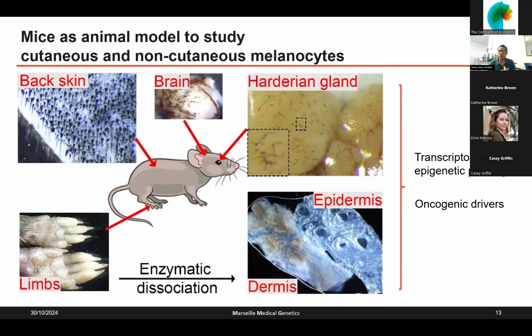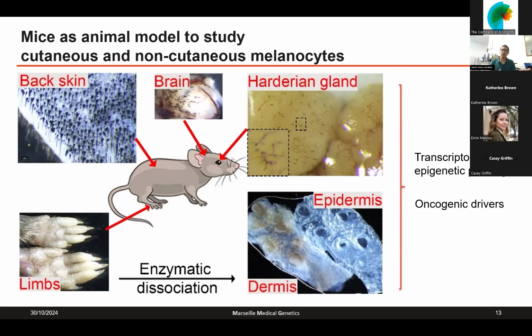We can also use this animal model to study the melanocytes associated with glands in close proximity to the eyes, for instance the Harderian glands. You can see this is full of melanocytes. As well, you can find melanocytes in the brain, in the meninges.